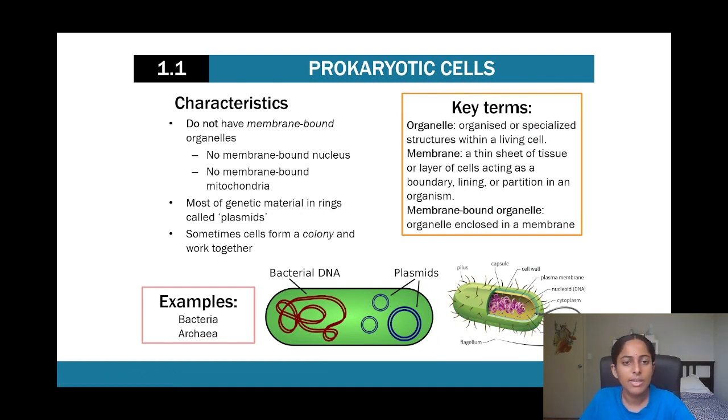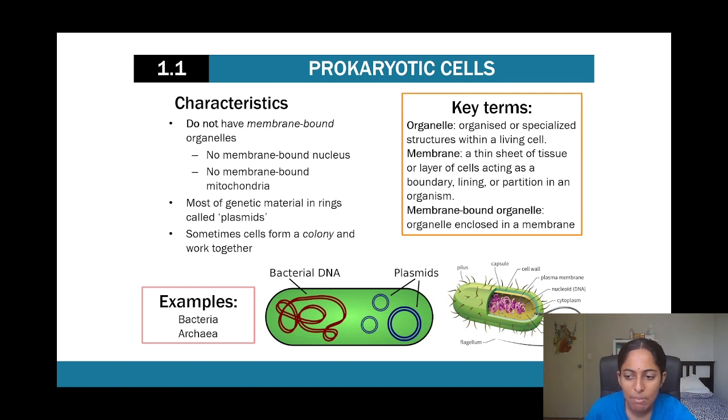Prokaryotic cells, like I mentioned, do not have any membrane-bound organelles. One thing to note is that some prokaryotic organisms, like bacteria, have something called plasmids. So not only do they have the normal DNA that we have, but they also have rings of DNA called plasmids. Some of this genetic material is used as an adaptation to survive. And sometimes these bacteria grow in a colony and work together. They share their resources.